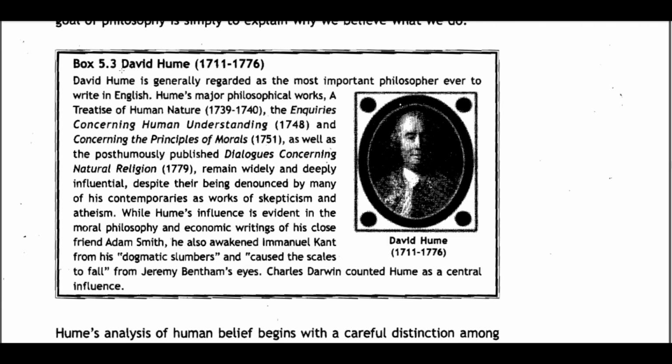Box number 5.3, David Hume. David Hume is generally regarded as the most important philosopher ever to write in English. Hume's major philosophical works, A Treatise of Human Nature, the Enquiries Concerning Human Understanding and Concerning the Principles of Morals, as well as the posthumously published Dialogues Concerning Natural Religion, remain widely and deeply influential despite being denounced by many of his contemporaries as works of skepticism and atheism.